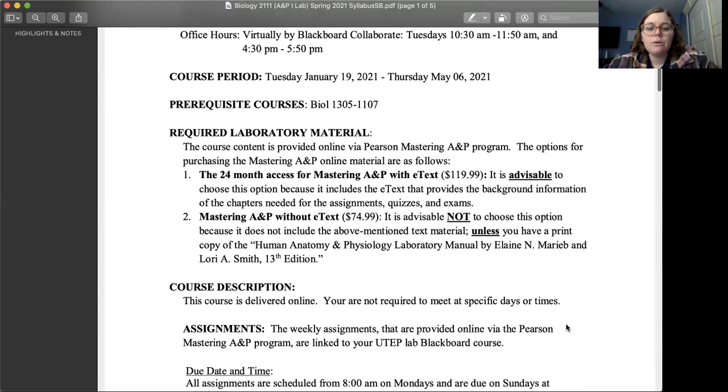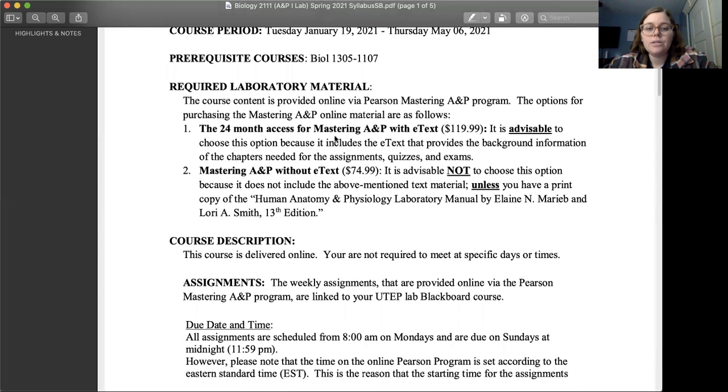Okay, so the first thing I want to say is that there's required lab material. There's two options on how you can do this. You can get the one that's really advisable, right? It's in bold, it's underlined, and that's the $119 one. It comes with the e-text, that's why we prefer it. And then that text correlates with your assignments and your quizzes and your exams. However, you don't have to get the e-text if you don't want to. If you want to just spend the $75, you can do that.